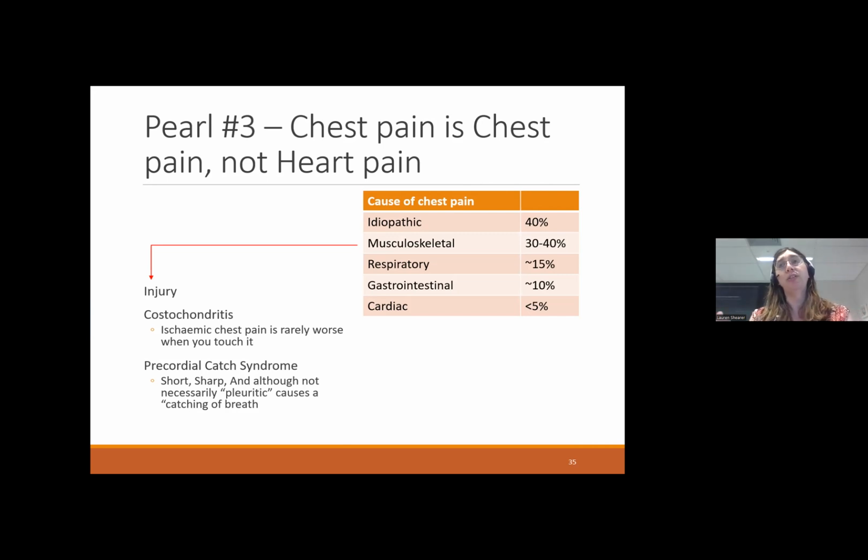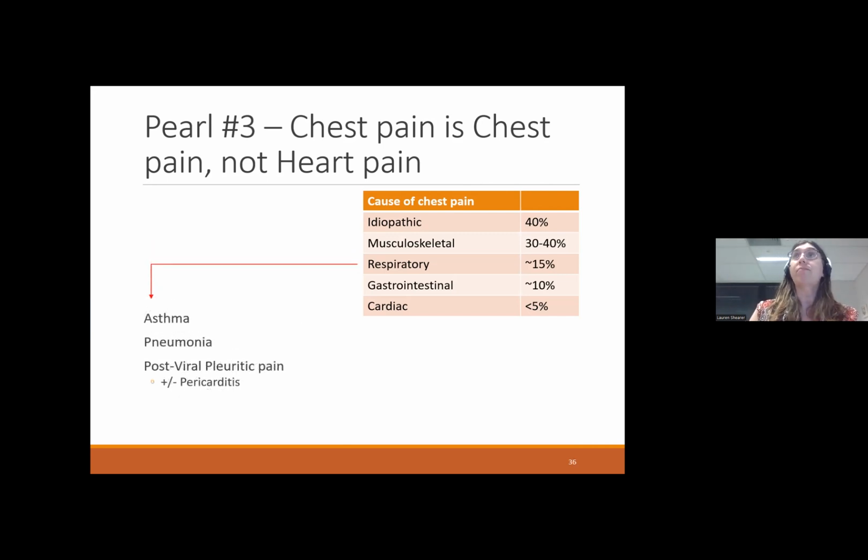These are the short, sharp pains that adolescents usually feel. It's not necessarily pleuritic, but it often feels like catching of breath. These will be of random onset and often quite severe and will interrupt what they're doing at the time, but generally fade without treatment. And the course is very benign.